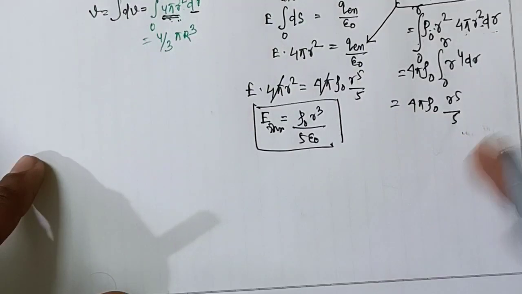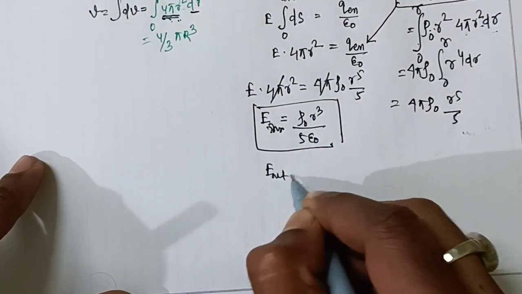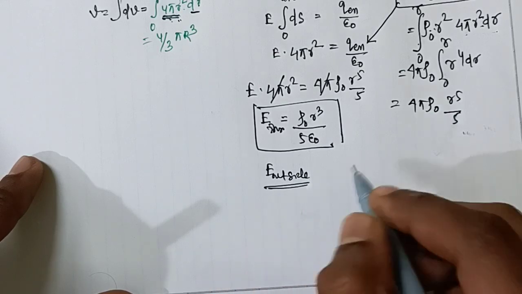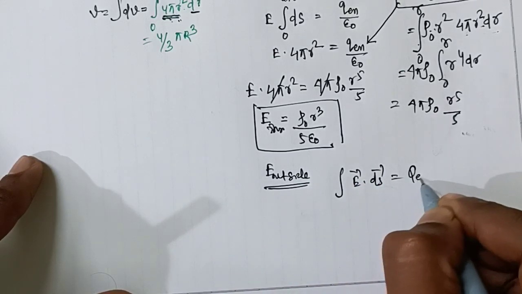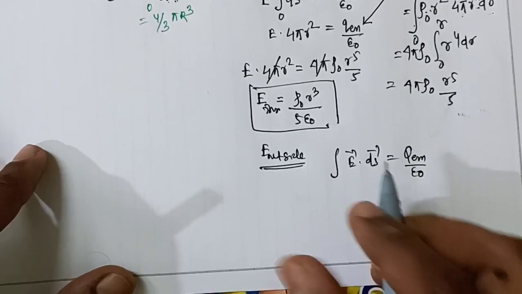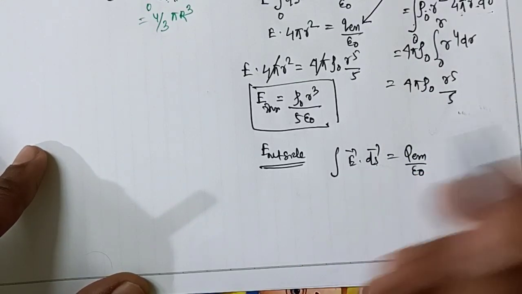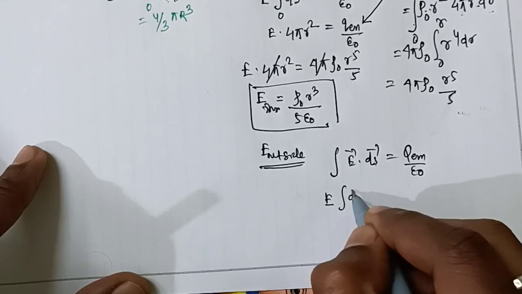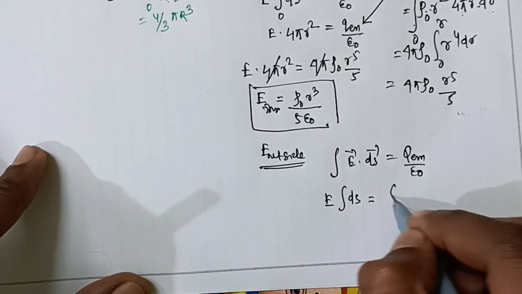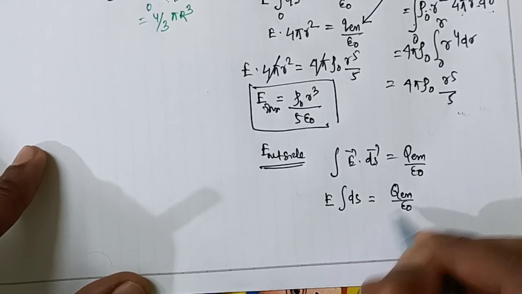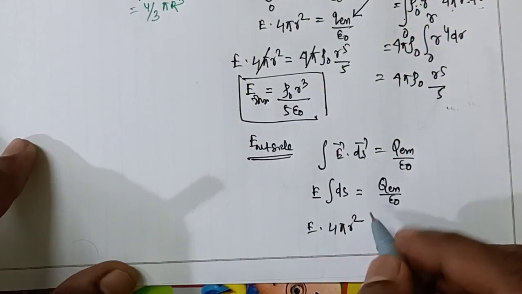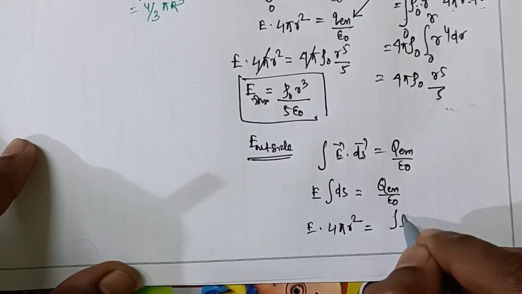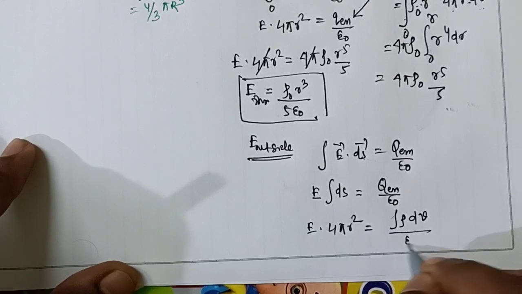In a similar fashion, if I go to the outside region, it is pretty obvious that I will write my Gauss law. This is q enclosed upon epsilon naught. E dot dS, the angle is 0 degrees because they are parallel to each other. dS is what? Gaussian surface area. I will simply write E into 4 pi r square. This is obvious. Q enclosed can be written as what? Integration of rho dV upon epsilon naught.